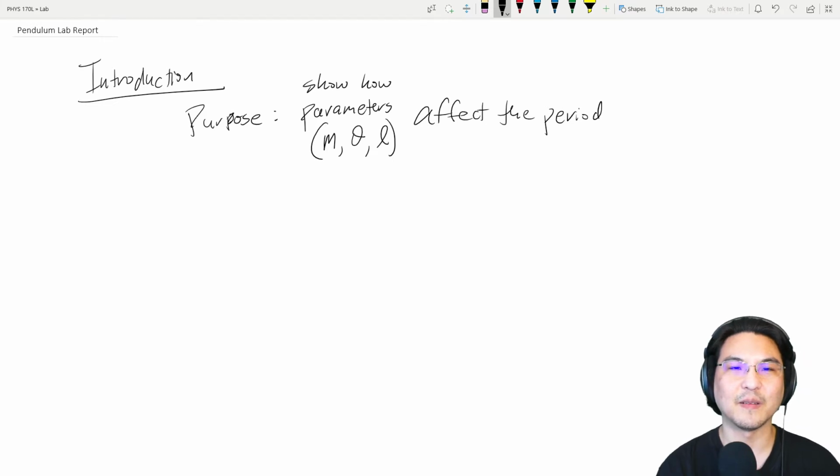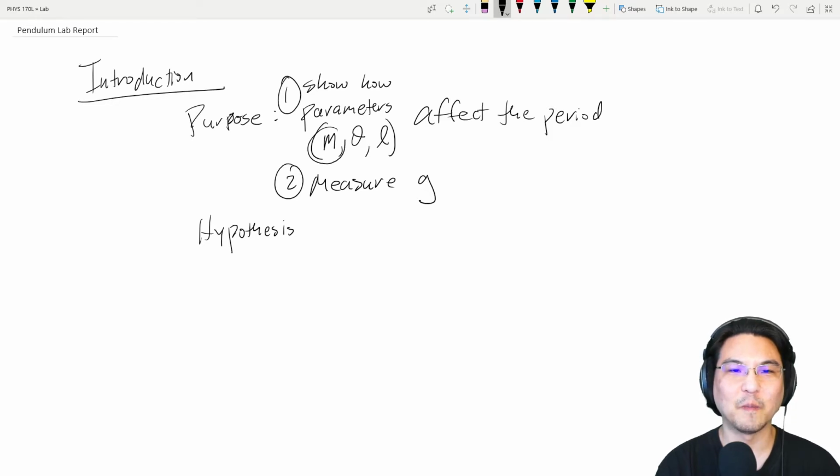And another is to actually measure the acceleration of gravity. So two things: one and two, measure the acceleration of gravity. Okay, so this is the first section, and then you can put in a hypothesis where you say, let's say the mass will not affect the period, the angle will not, assuming they're small angles, but the length will.